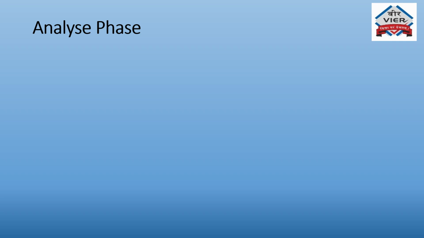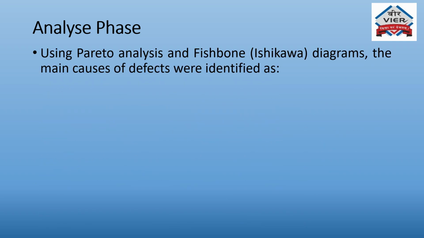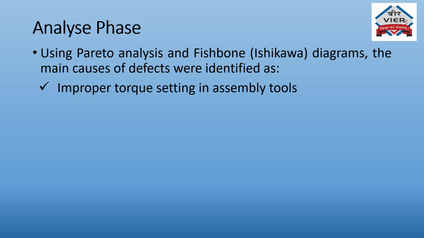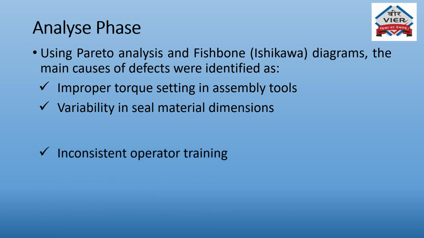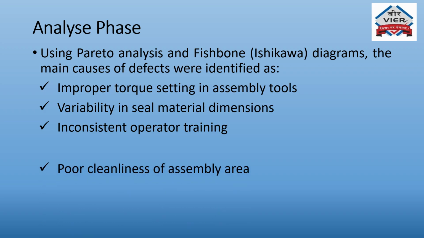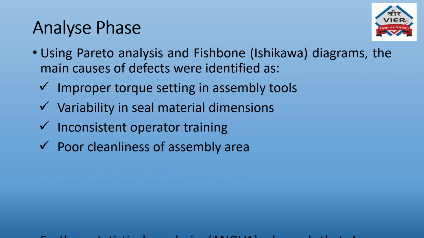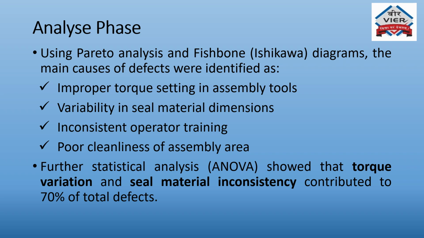In the third phase, which is the analyze phase, using Pareto analysis and fishbone diagrams, the main causes of defects were identified, which are improper torque setting in assembly tools, variability in seal material dimensions, inconsistent operator training, and poor cleanliness of the assembly area. Further, to establish the statistical base, ANOVA analysis was also carried out to show that torque variation and seal material inconsistency contributed to 70% of total defects.